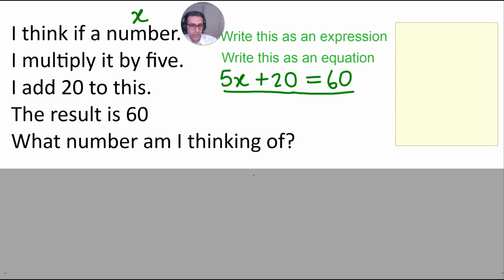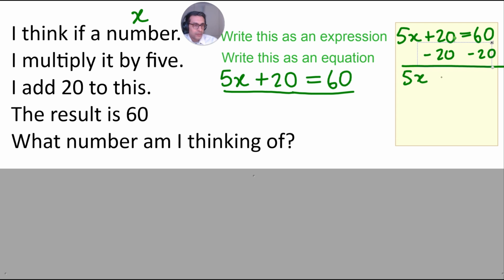So let's write this on the side. 5x plus 20 gives you 60. And now to solve this, to work out the original number, I'm going to take away 20 from both sides. So that's going to be 5x, that's a 0 pair, that's equal to 40. And we're going to divide by 5, divide by 5. So that is now going to give you x equals 8.